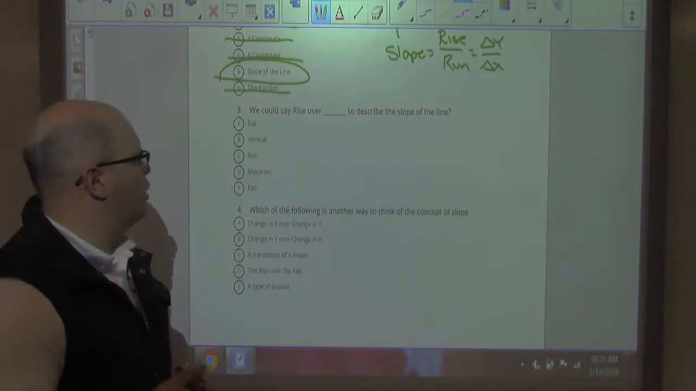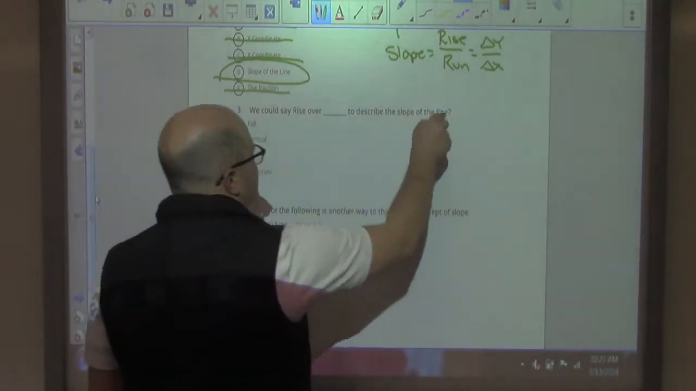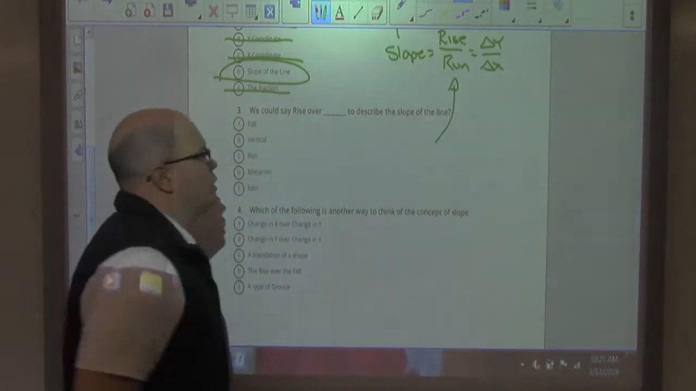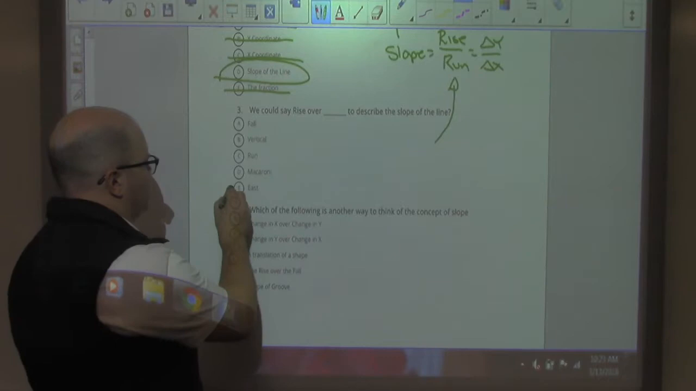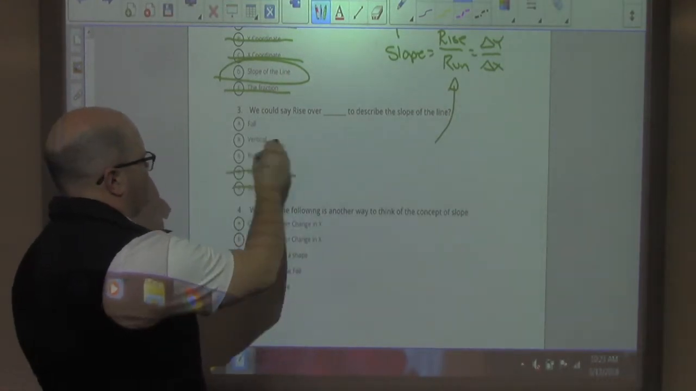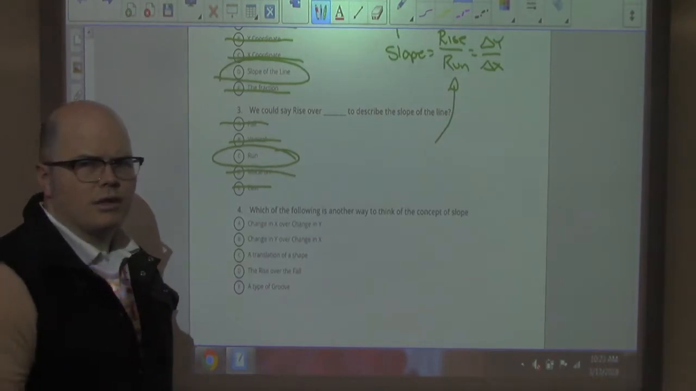Again, we could say rise over blank to describe the slope of a line. As you can see here, I've already answered that question, building off the previous one. It's rise over the run. So it's not east, it's not macaroni, it's not vertical, it's not the fall, it has to be run. So C would be my answer to that question.